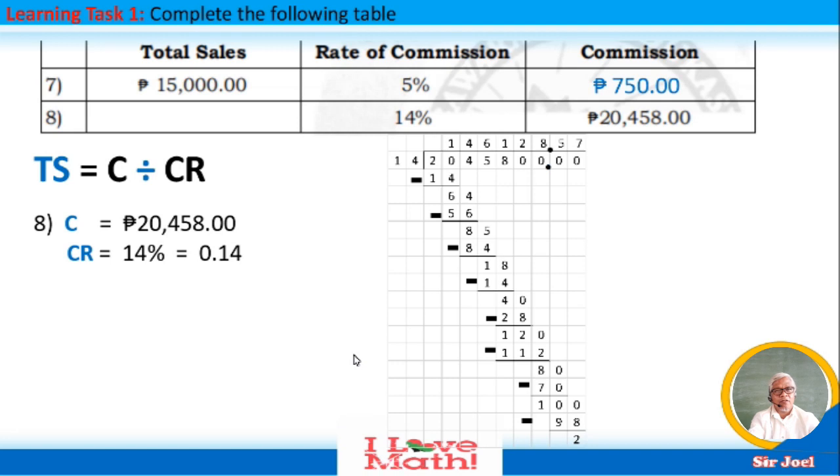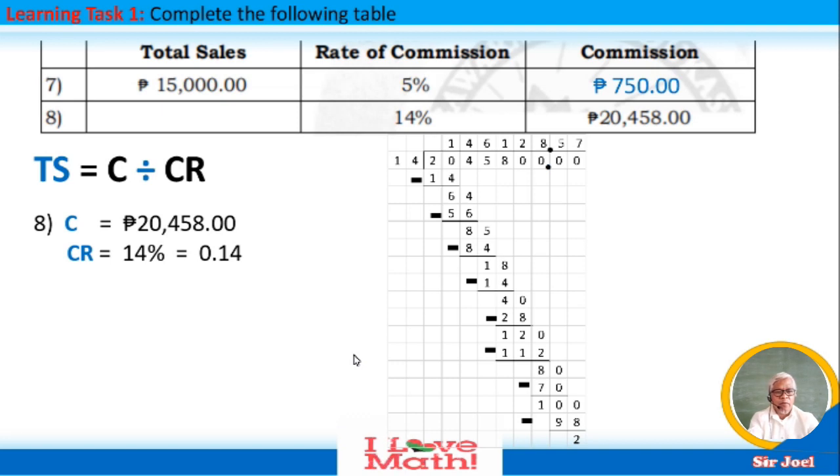Kaya ang 20,458 nadagdagan ng 2 zeros. Kaya naging 2,045,800 divided by 14. Bakit nagdagdag pa si Sir dito ng decimal point? Kasi after dividing it, ay meron pang mga sumunod na remainder. Kaya nagdagdag pa si Sir ng another zeros. Okay? Now, let us take a look sa ating problem.